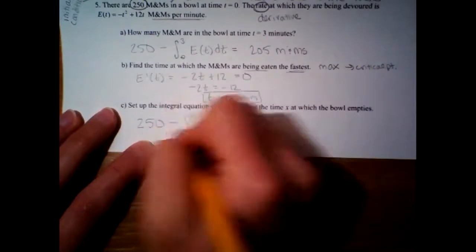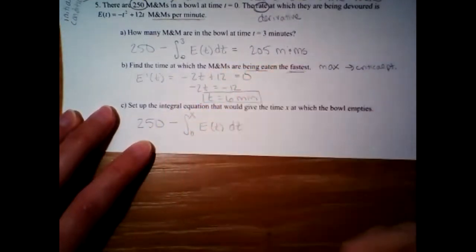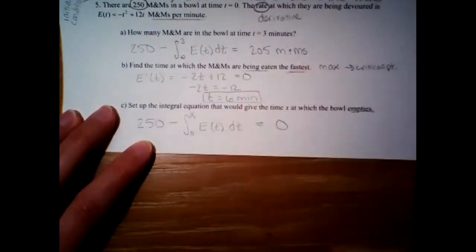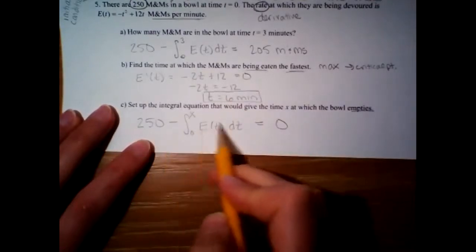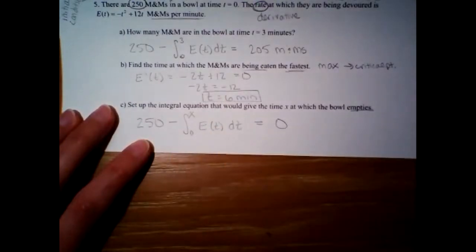We don't know when that is. So we want to subtract off the number of M&Ms that got eaten. And if we want the bowl to be empty, we would set that equal to 0. None left. It means they are all gone. So you start with 250, you subtract off however many get eaten, and you want that to be nothing because it's asking when is the bowl empty.